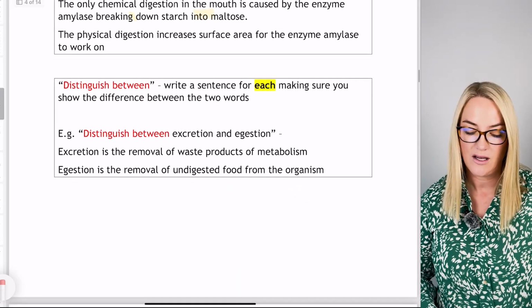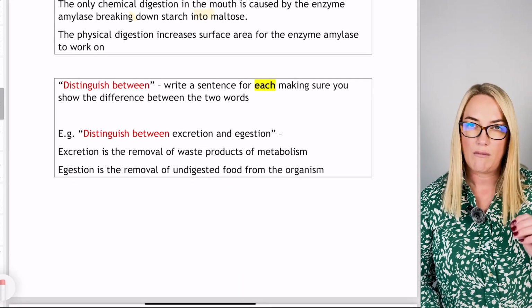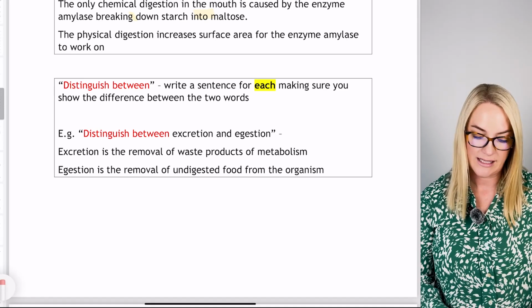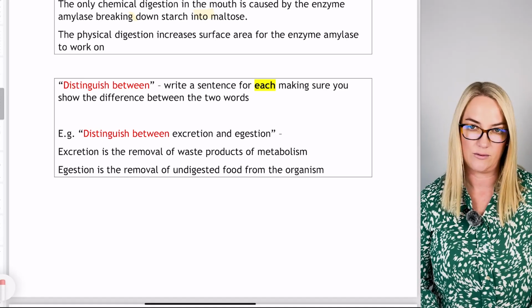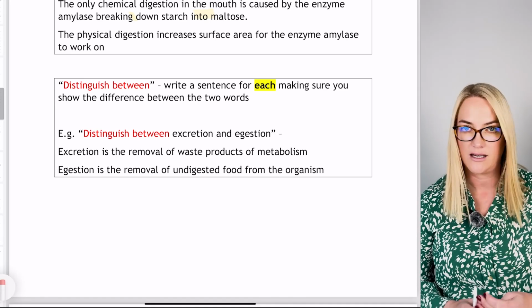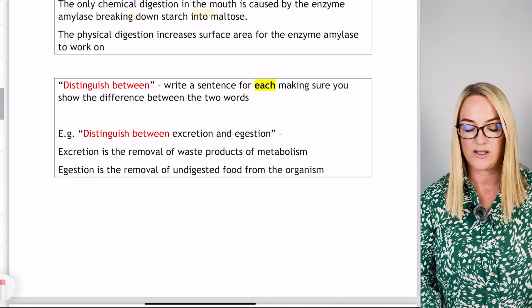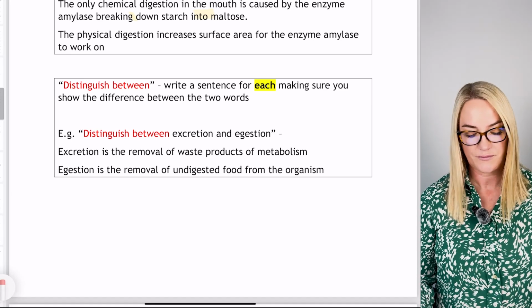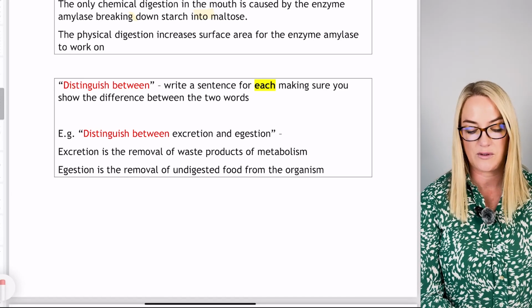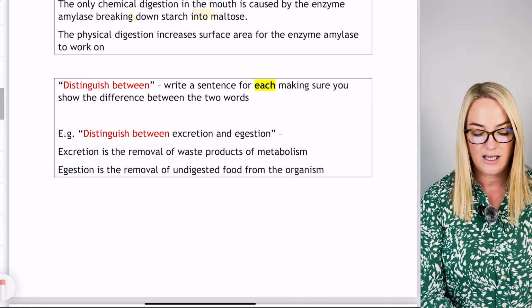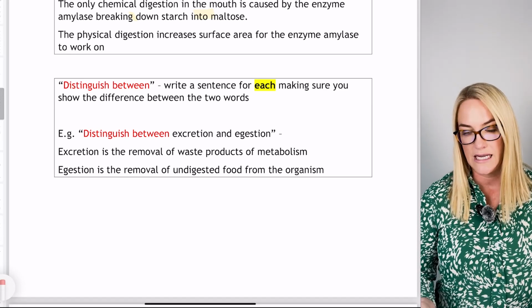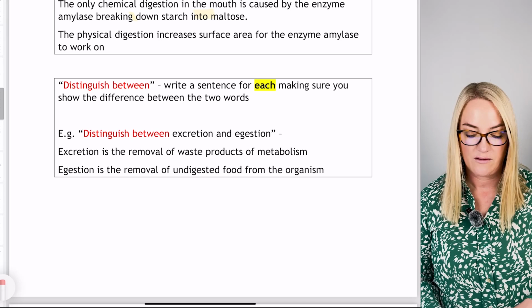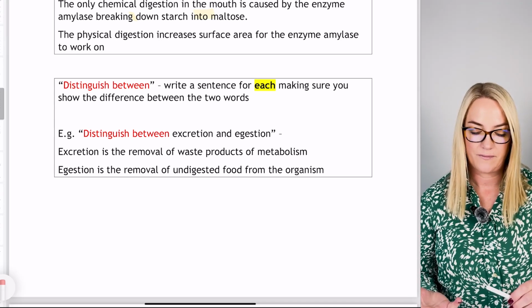Distinguish between. So write a sentence for each, making sure you point out the differences between the 2 words. A very, very common mistake from students. They'll just talk about one and not the other. So example, distinguish between excretion and egestion. Excretion is the removal of waste products of metabolism. Egestion is the removal of undigested food from the organism.